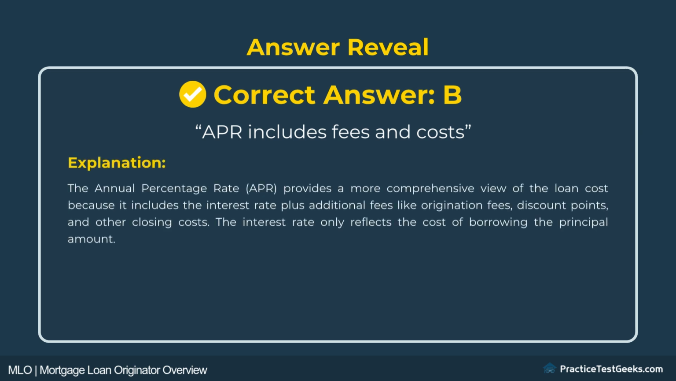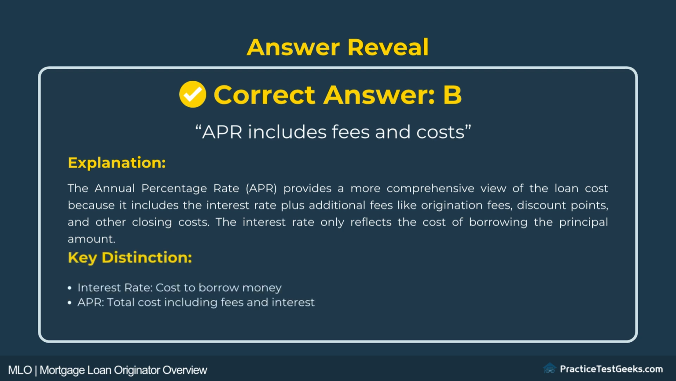The annual percentage rate provides a comprehensive view of loan costs because it includes the interest rate plus additional fees like origination fees and discount points. Remember, interest rate is just the cost to borrow, while APR is the total cost.